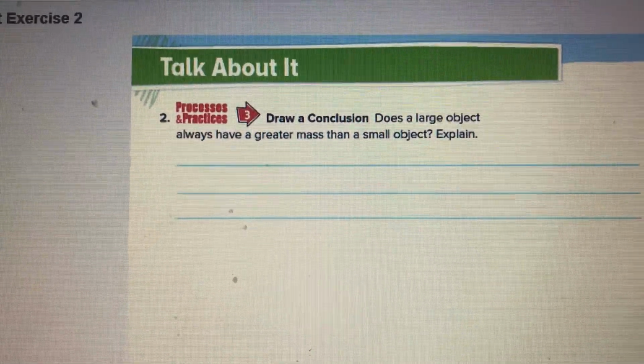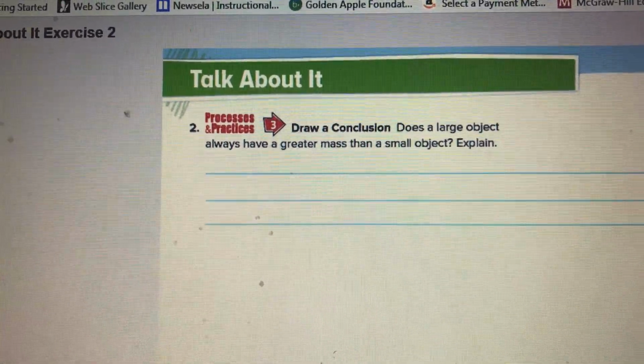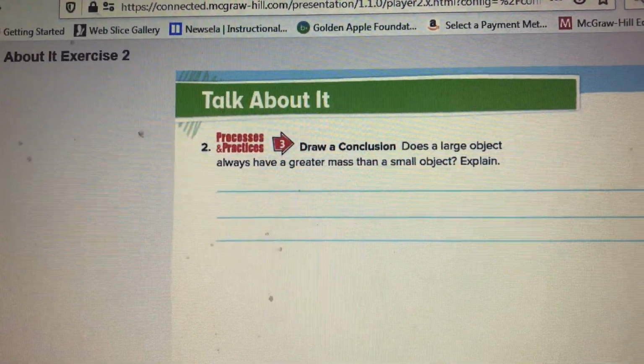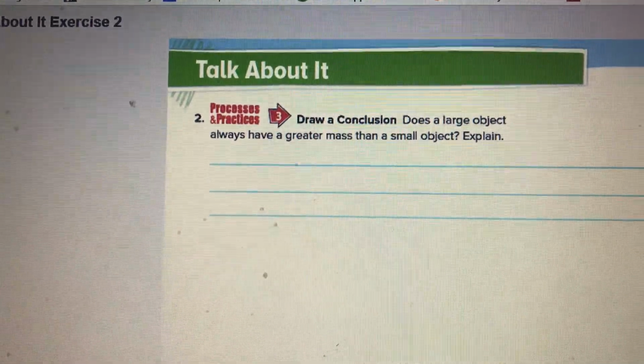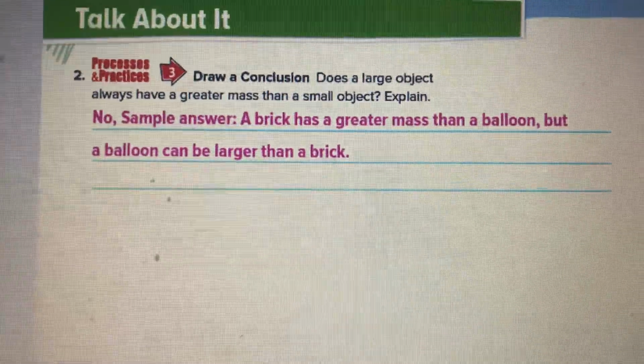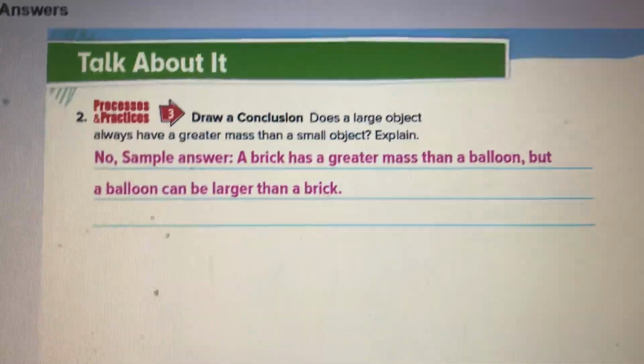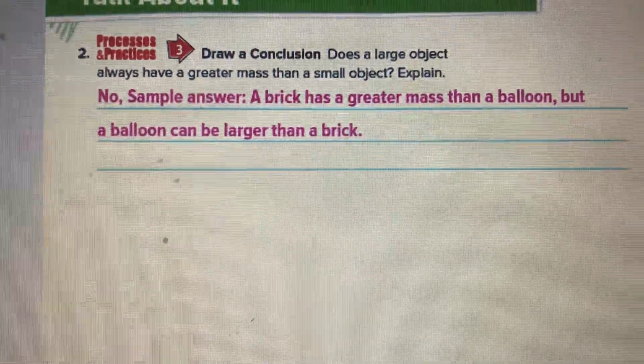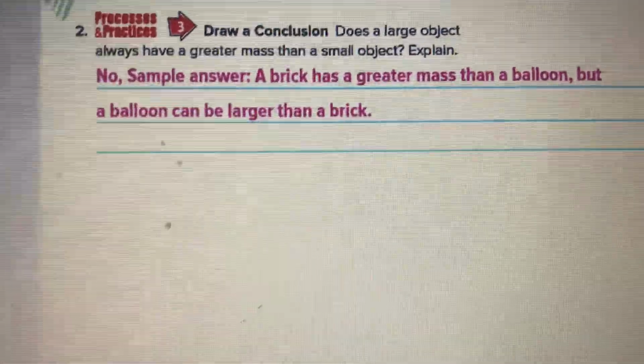And then number 2, does a large object always have a greater mass than a small object? I want you to think about that. Just because it's large, is it heavy? And we can always say no. Think about this. A brick has a greater mass than a balloon, but a balloon can be larger than a brick.